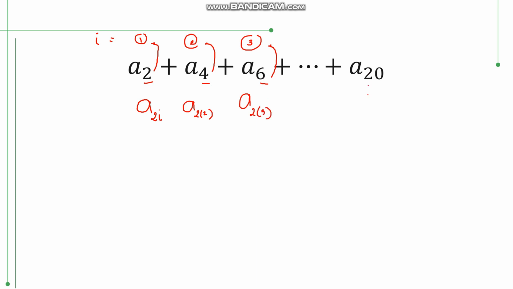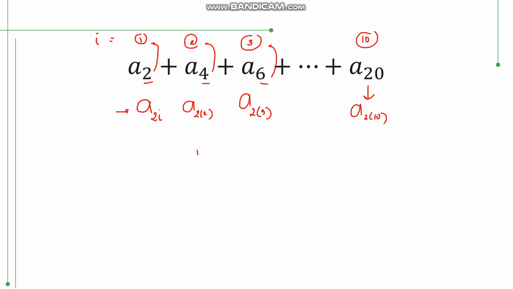Now, how about a sub 20? So we know we just have to multiply this by 2, so that means i here should be 10. Or that will be our 10th term. So a sub 2 times 10 will get a sub 20. So that means again, this is now our general term.